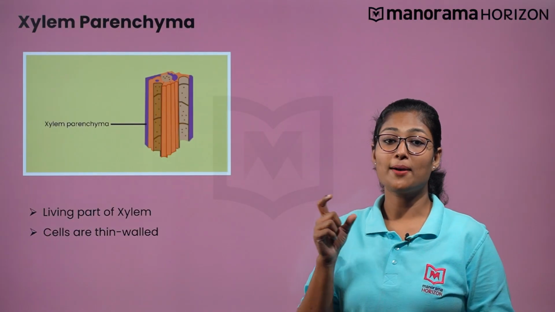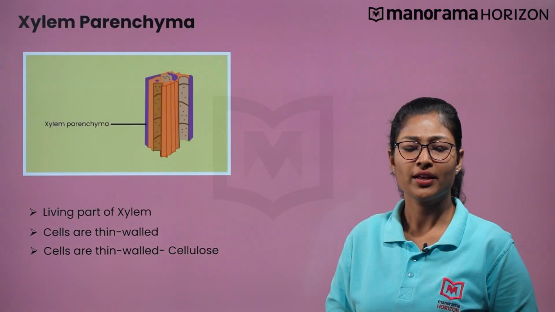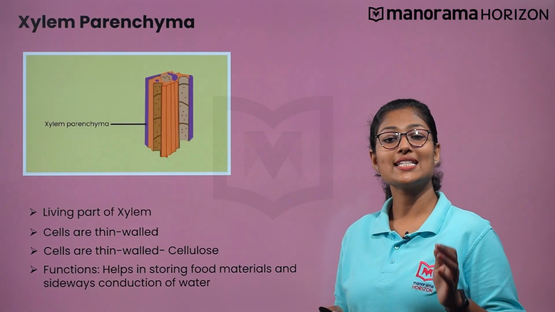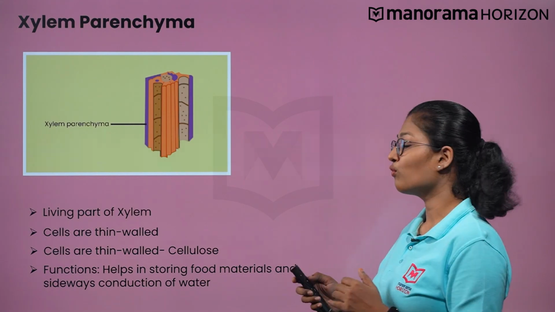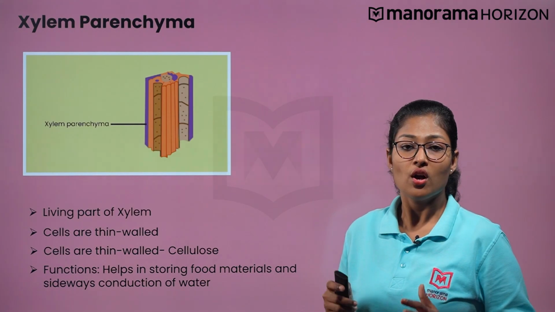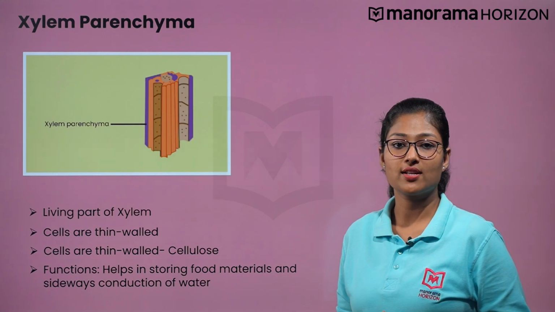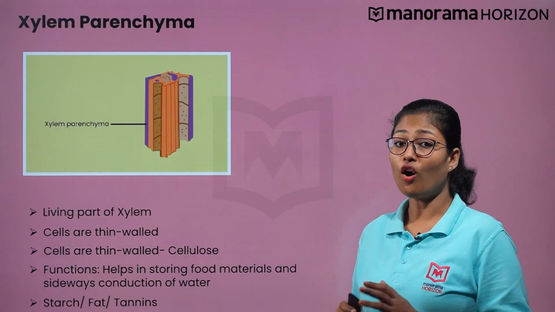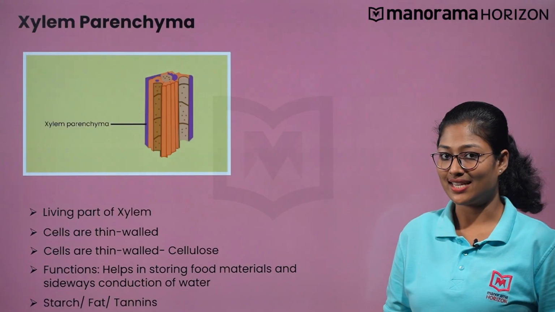The cell walls are made up of cellulose. It helps to store food, materials and in the sideway conduction of water. So, how do they store food particles? They store food in the form of starch or fat or as tannins.